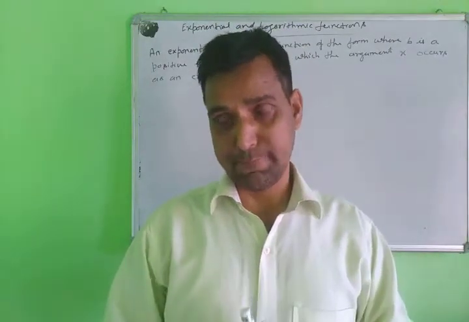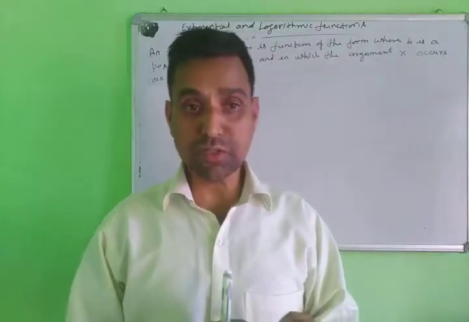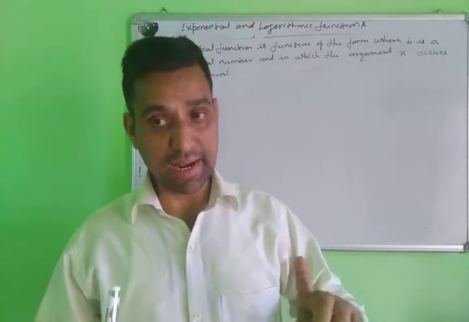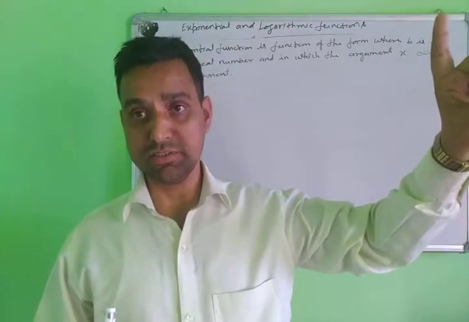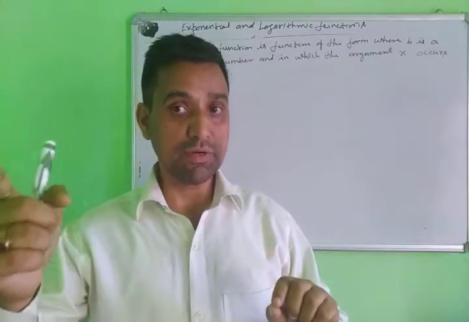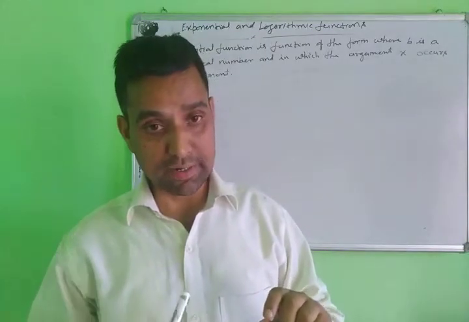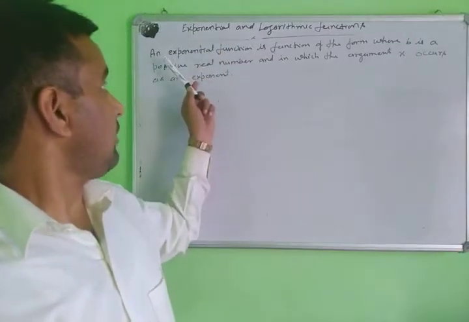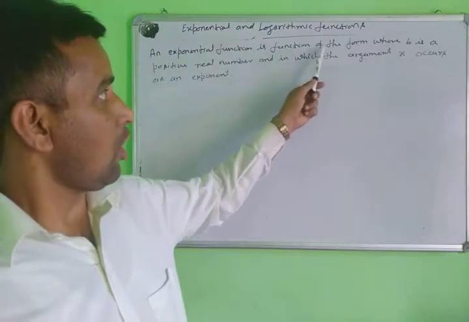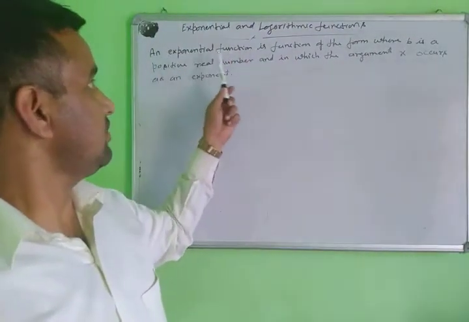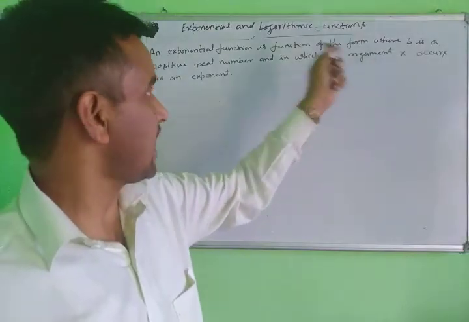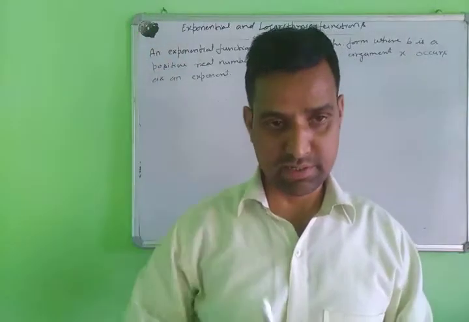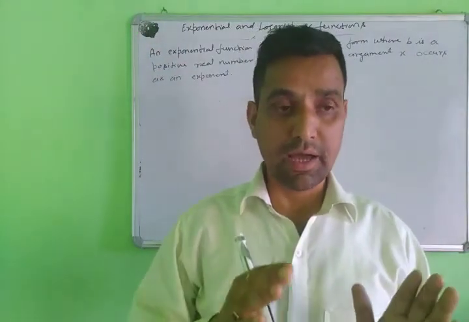According to the definition, an exponential function means a function whose base is only a positive real number and whose exponent can be any real number. Means the exponent can be positive, negative and 0 also, but the base will be only a positive real number. An exponential function is of the form where b is a positive real number and the argument x occurs in the exponent, meaning the variable is in the exponent. This is called an exponential function.